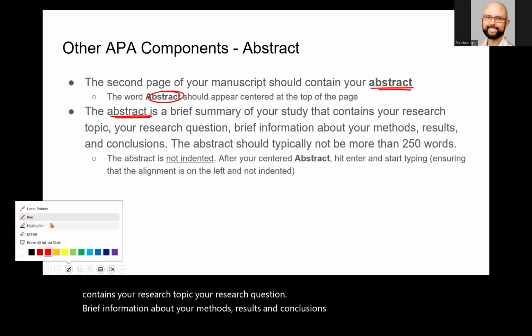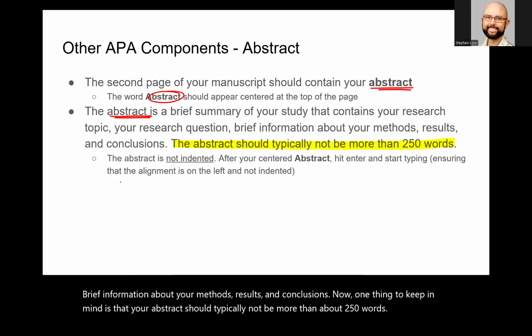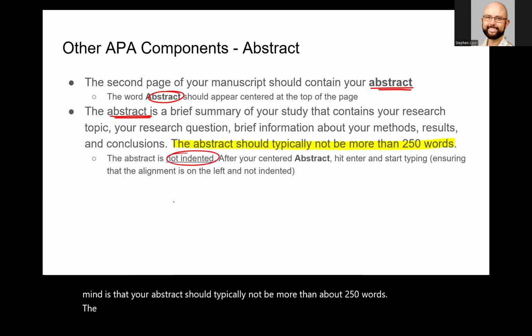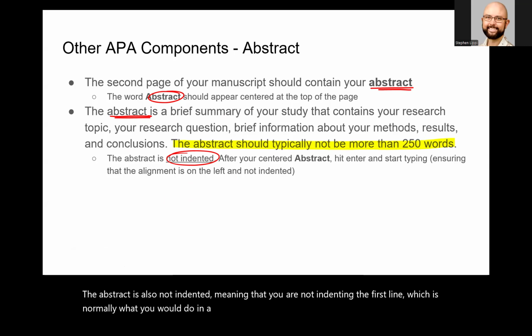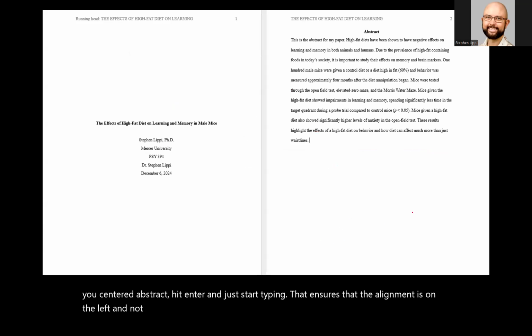Now, one thing to keep in mind is that your abstract should typically not be more than about 250 words. The abstract is also not indented, meaning that you are not indenting the first line, which is normally what you would do in a paragraph, but you are not doing that for the abstract. After you center abstract, hit enter and just start typing. That ensures that the alignment is on the left and not indented. So your abstract should look like this.